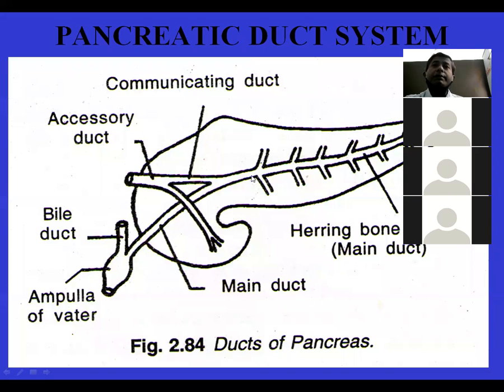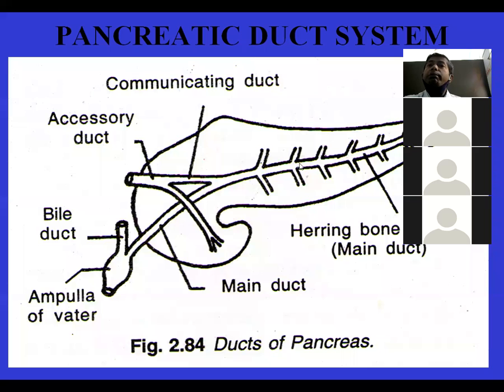Okay, and it receives small tributaries, giving the herringbone appearance. Okay, and this is known as the accessory duct. This is the accessory duct of the pancreas. So the pancreatic duct system is having two ducts.